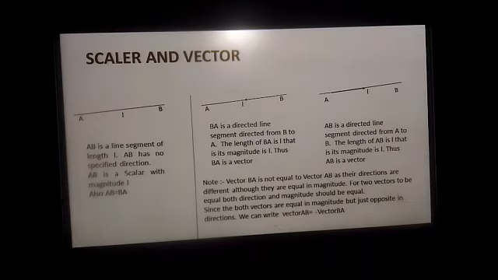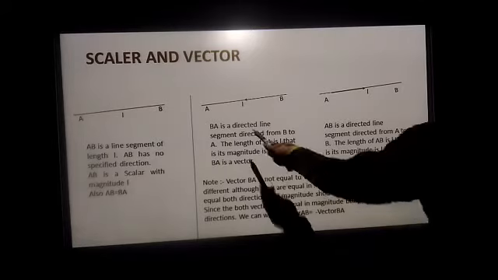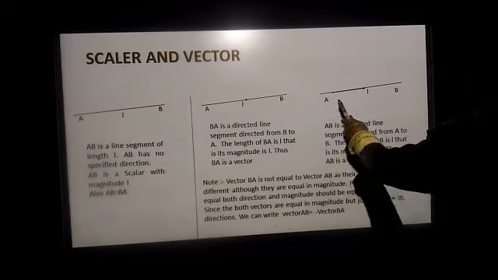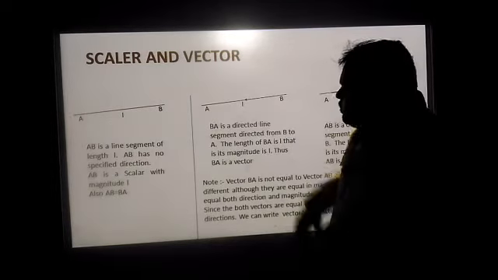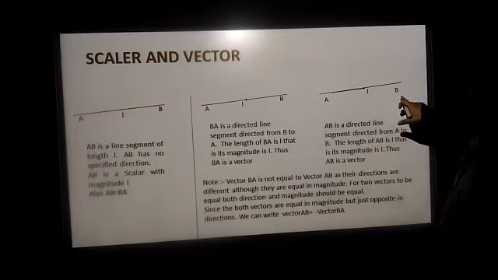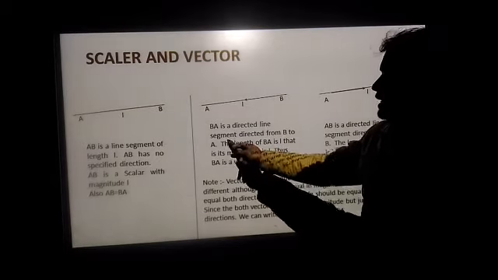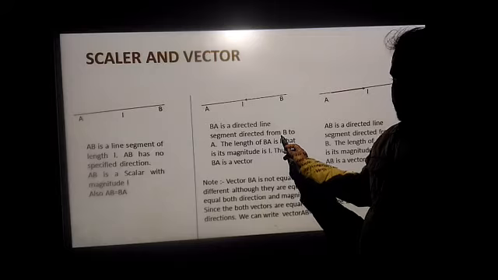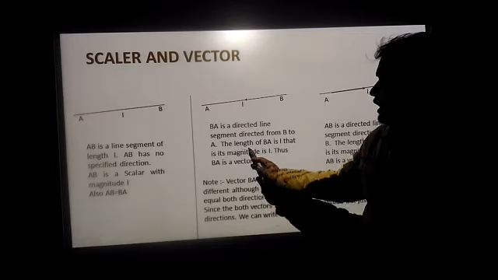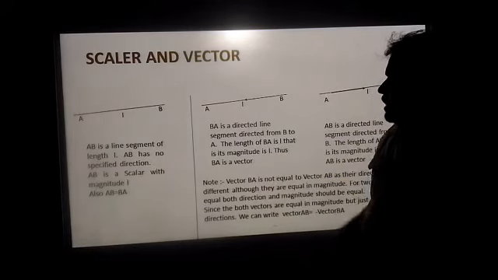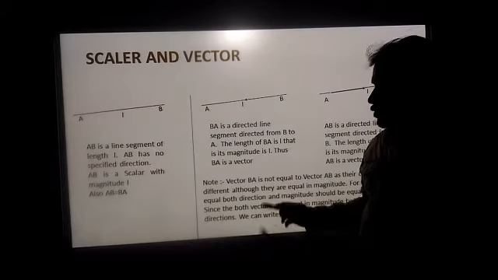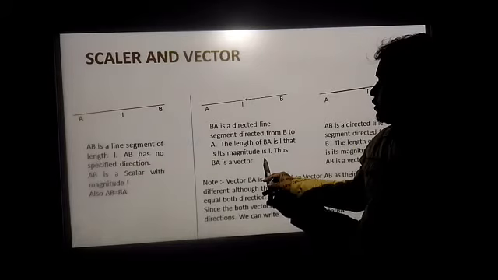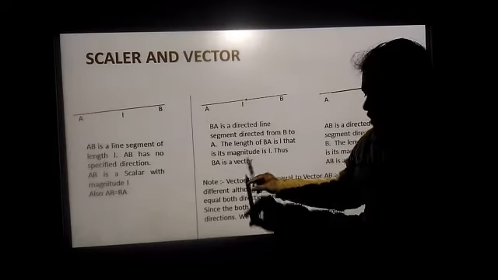But while talking about the other one, what I can say is this AB, and here just see the direction. It is from B to A, and here it is from A to B. So BA is a directed line segment, directed from where to where? Directed from B to A. The length of BA is L. That means it has the direction from B to A as well as the magnitude of it. It is magnitude L. Thus BA is a vector quantity.